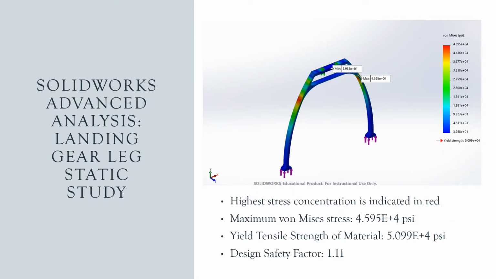Shifting to SOLIDWORKS Advanced Analysis, the first function we chose is static studies. Pictured in the slide is the stress analysis performed on the landing gear leg. This component was chosen since it sustains a moderate degree of stress to support the rest of the drone. The analysis revealed the high concentrations of stress shown in red near the top of the legs on both sides. The maximum von Mises stress value was 4.595 times 10 to the power of 4 psi, which was well below the yield strength of the steel material selected for the part with a safety factor of 1.11.